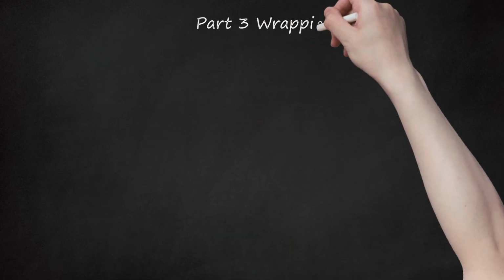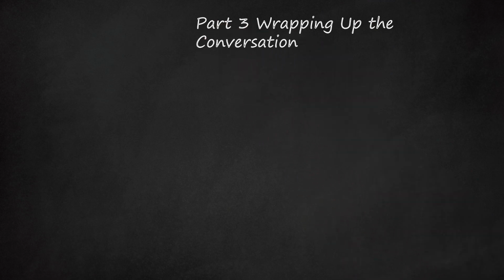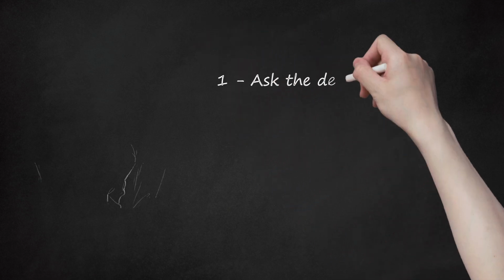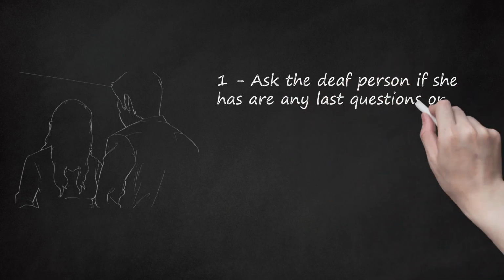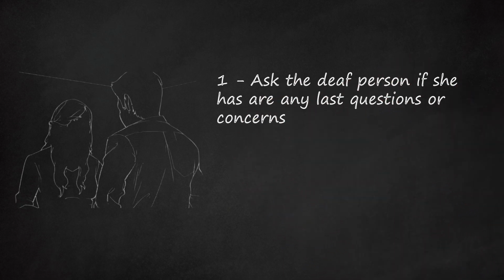Part 3. Wrapping up the conversation. 1. Ask the deaf person if she has any last questions or concerns. You should wrap up the meeting by focusing on the deaf person and asking her if she has any other questions or concerns. Doing this will allow the deaf person to respond to anything said during the meeting and present her thoughts to the group.